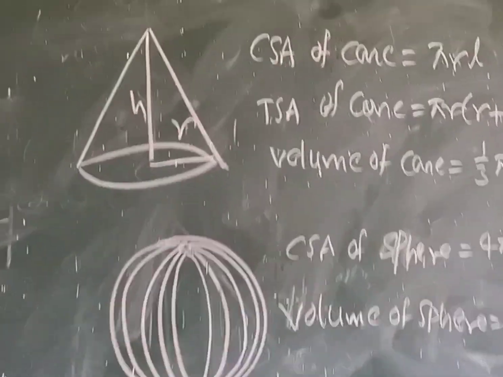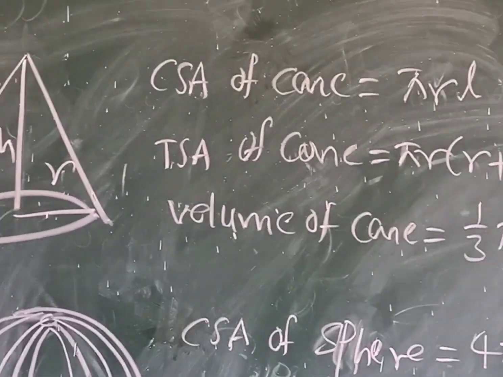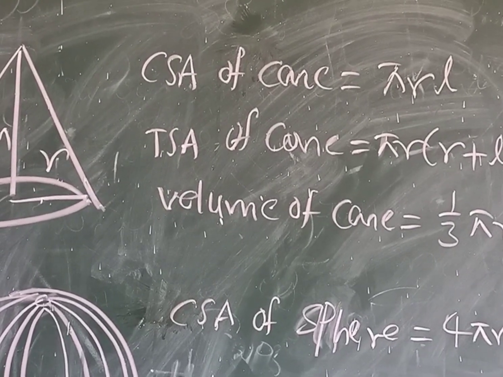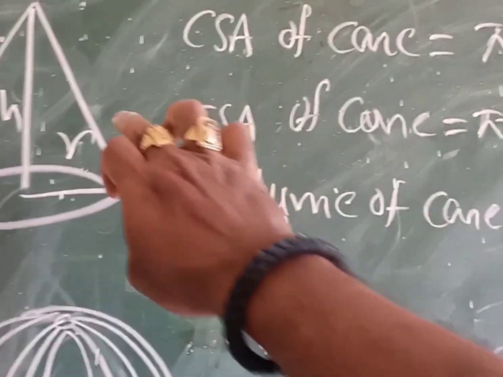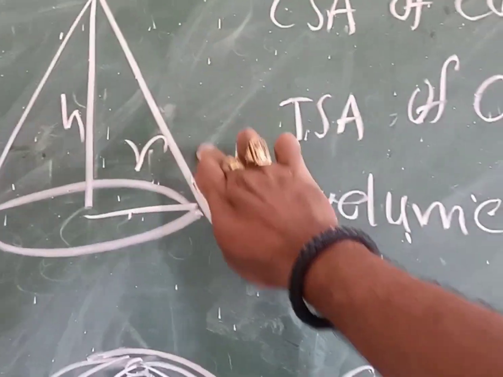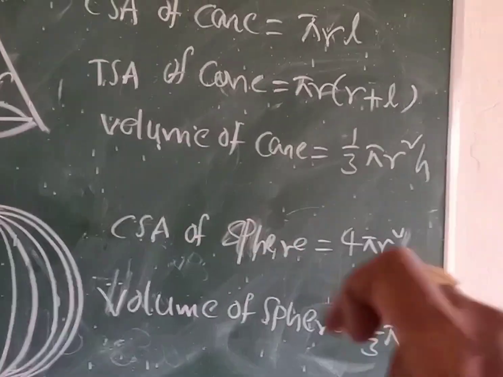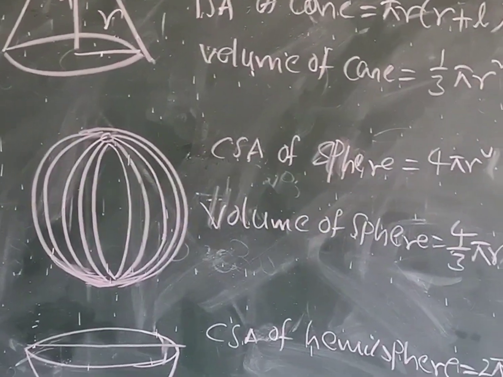So let us consider one more solid object called cone. CS of cone is equal to pi RL, where R is the radius of the cone and L is the slant height. TS of cone is equal to pi R into (R plus L). Volume of cone is equal to 1 by 3 pi R square H.